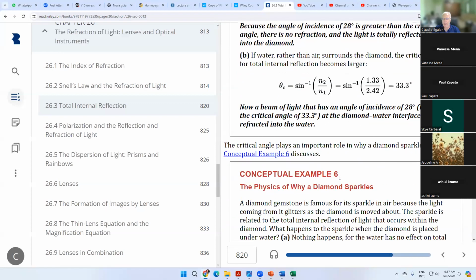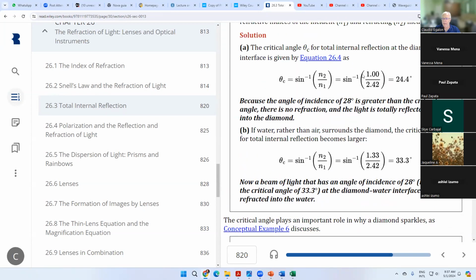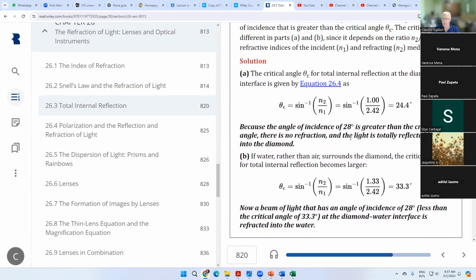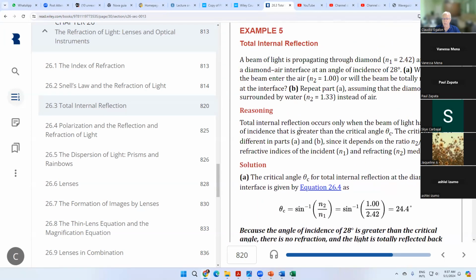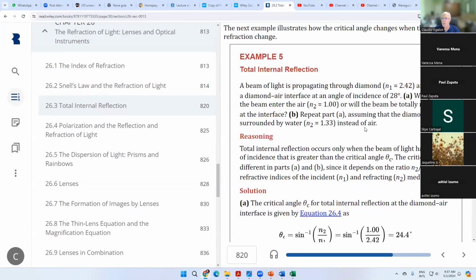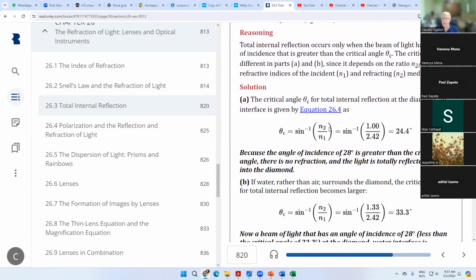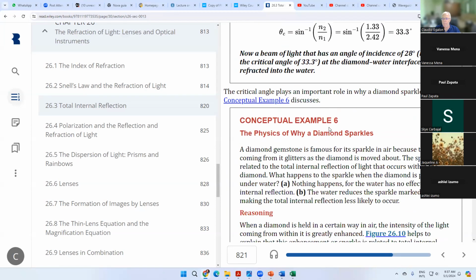Total internal reflection. They're calculating the critical angle for different materials, for different refractive indexes. See that? Diamond 2.42 and to 1.00. Now, if the diamond is surrounded by water, the critical angle is going to be different.